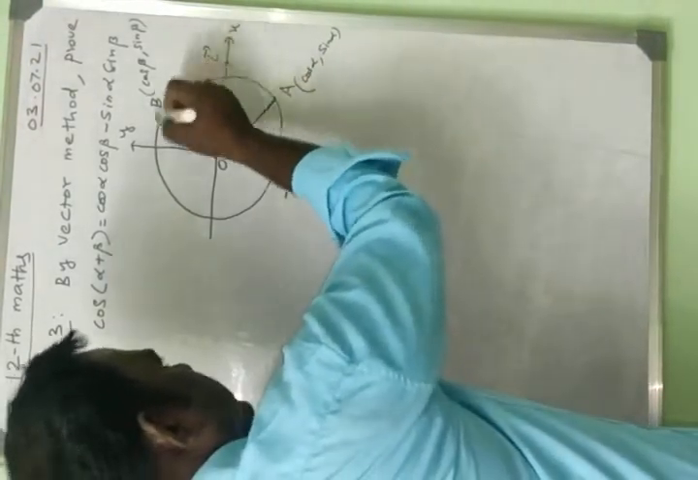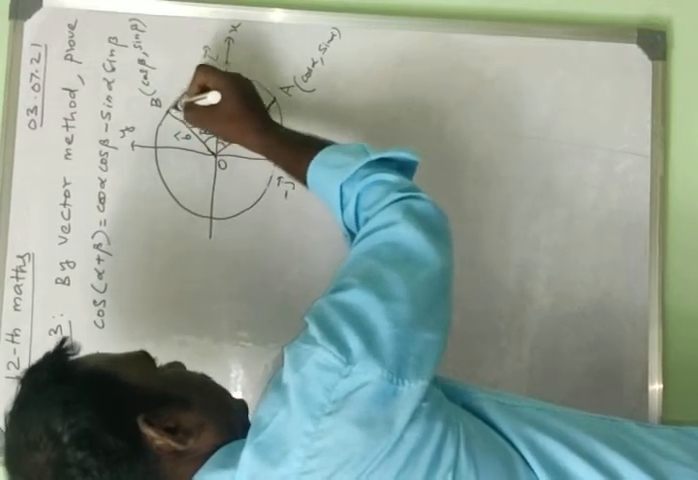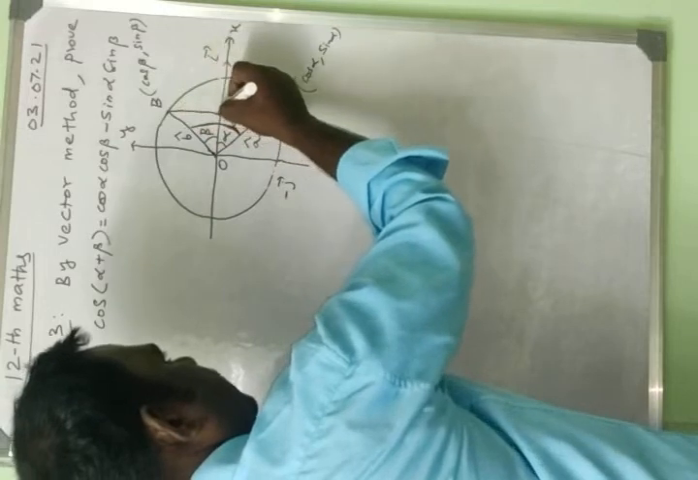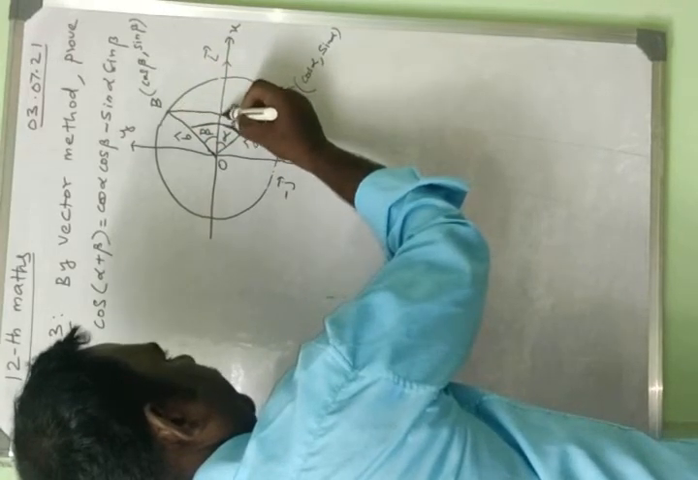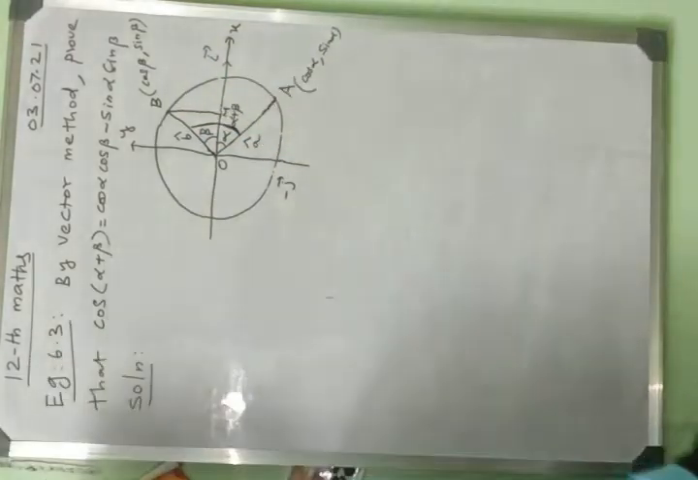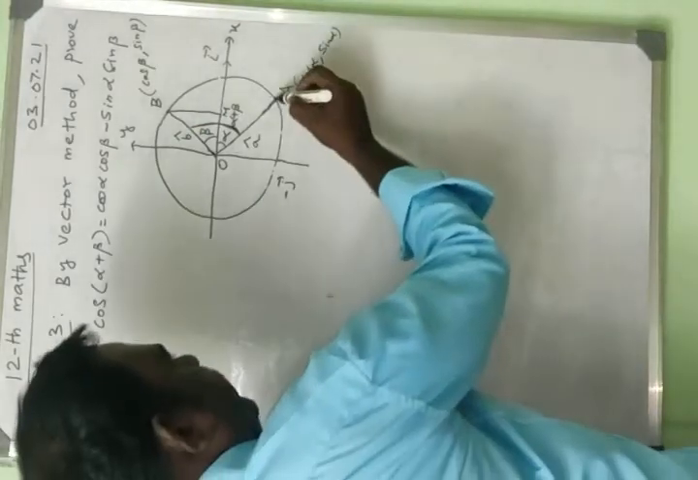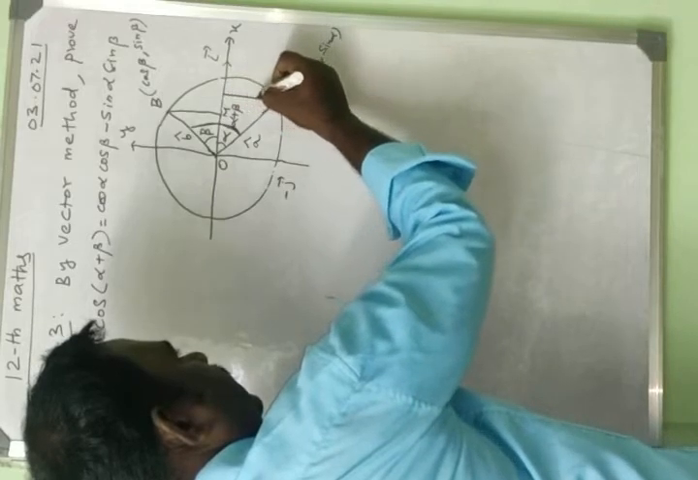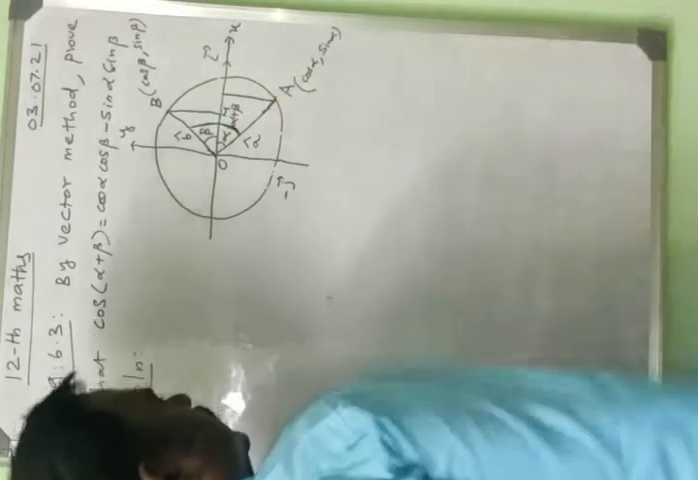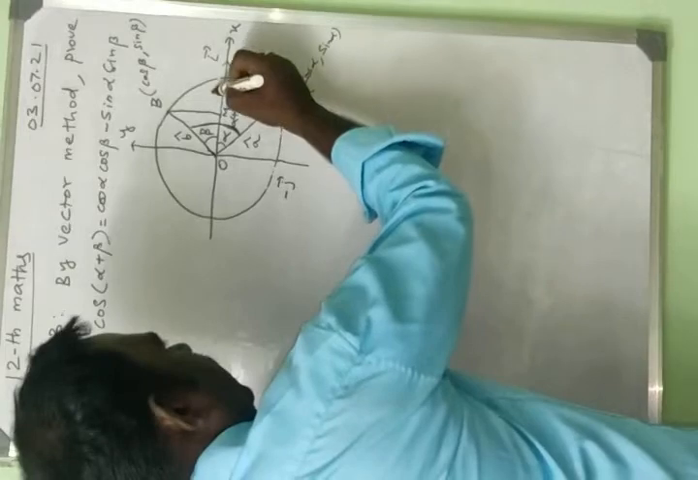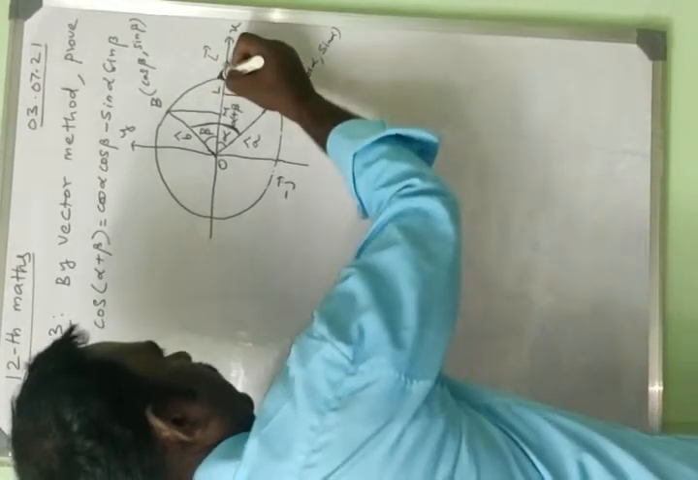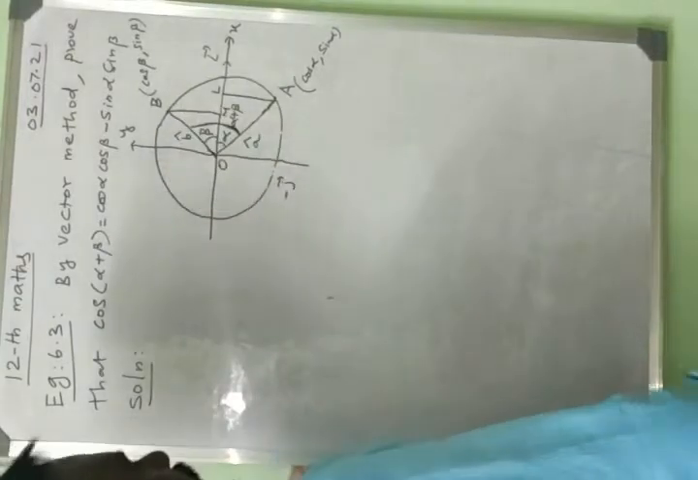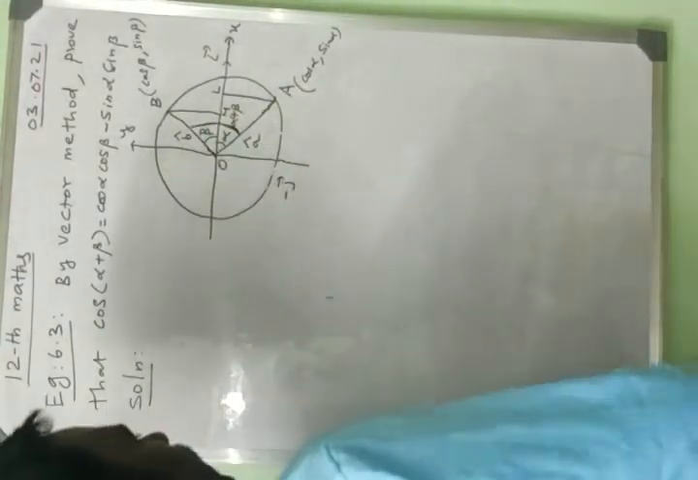Next, first we take point B. From B to the x-axis draw one perpendicular line. Don't forget, this point we name M. Next, from A to the x-axis draw one perpendicular line. This point we put L. That's our triangle. Diagram over. All values correctly put.